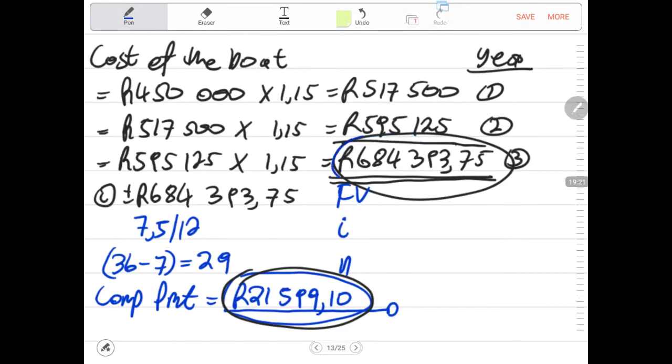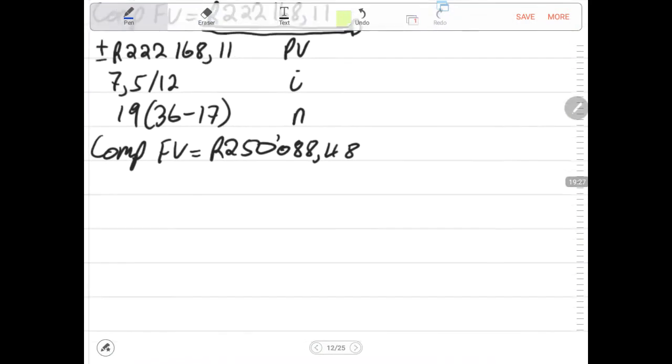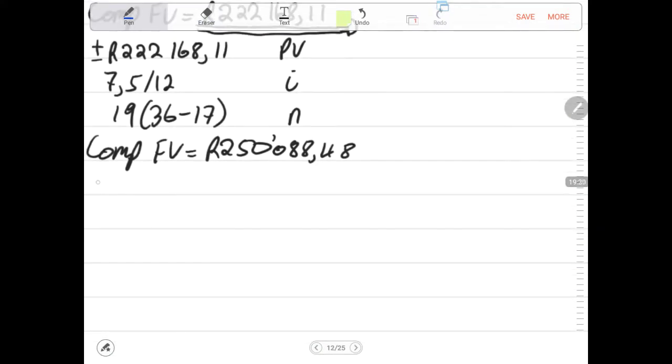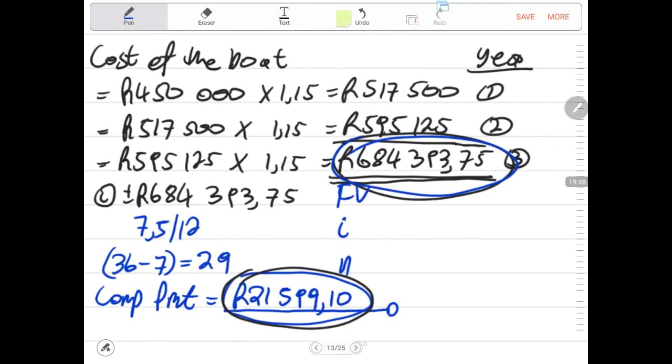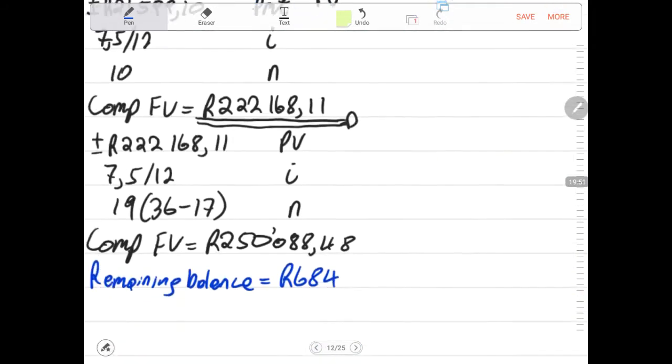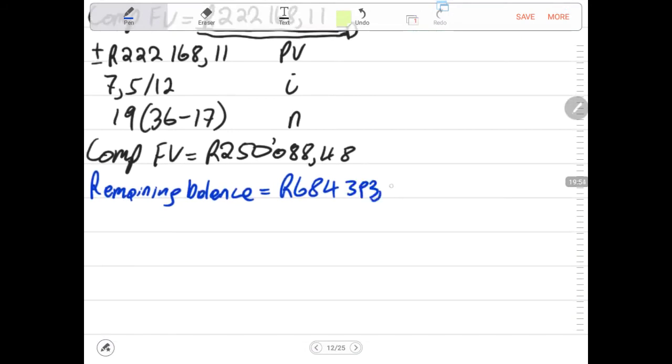We need 684,393.75. Then now we need to calculate what I call the shortage or the remainder. Then let us calculate the remaining balance so that we can calculate how much payments must be made in order for us to get to the remaining balance. We have 684,393.75 minus 250,088.48.